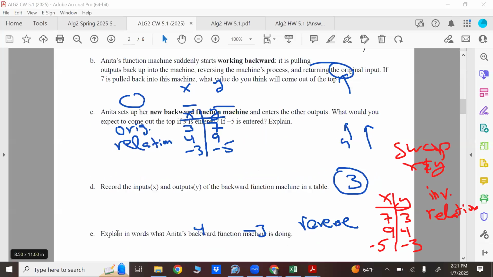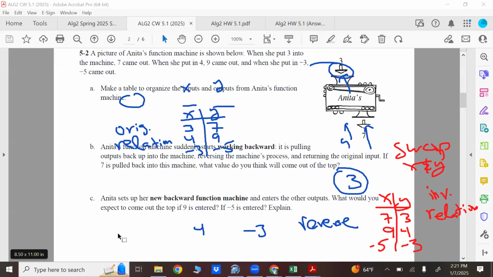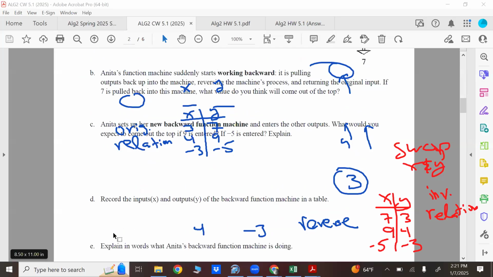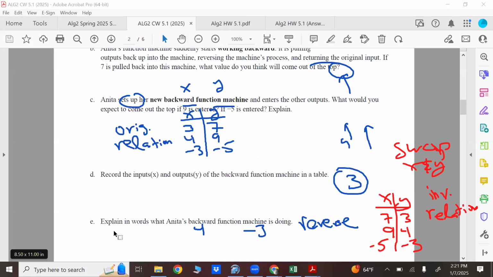So for part D, I already did that for you guys in red. So part D has already been done for you. What I just did in red, it's done. So you could just kind of point towards it. Let me erase the other stuff here. So this is gone.